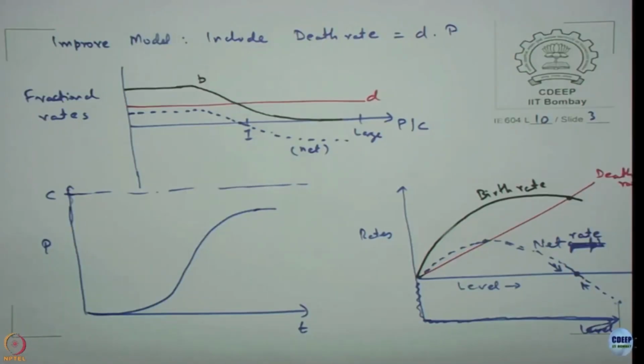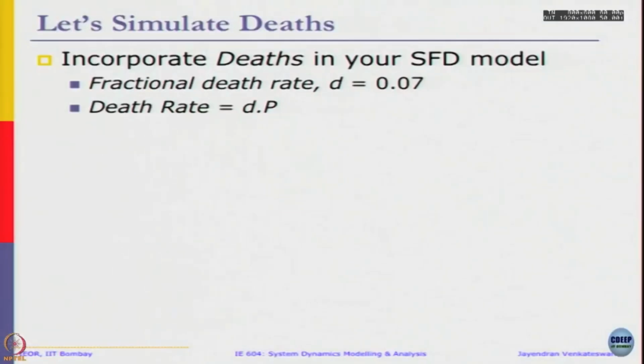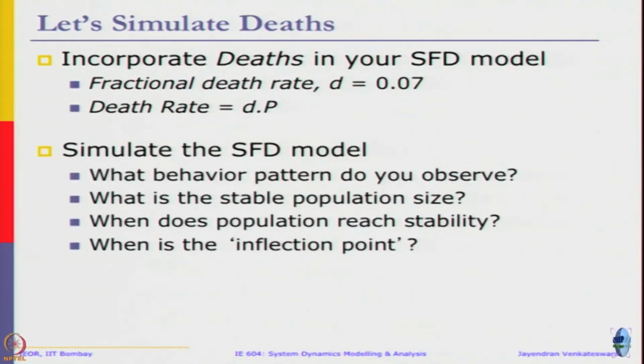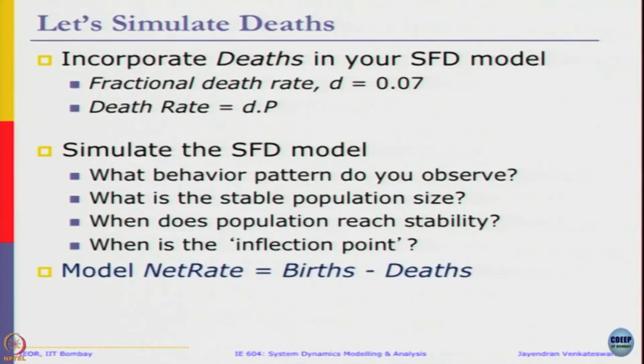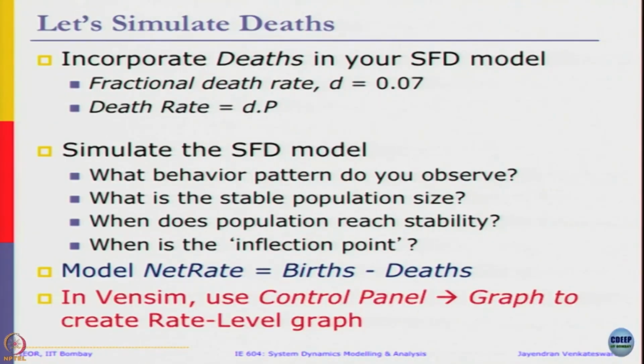So, let us incorporate this in a simulation model, and see how that looks. Let us simulate the deaths, incorporate deaths in your SFD model. Fractional death rate D is 0.07, death rate is D into P. Once we do that, we will simulate the SFD model and look at what patterns of behavior are observed, what is the stable population size, when does population reach stability, and when is the inflection point. We will look at all that. In the model, we can also include a variable called net rate, and Vensim will also update this rate level graph.